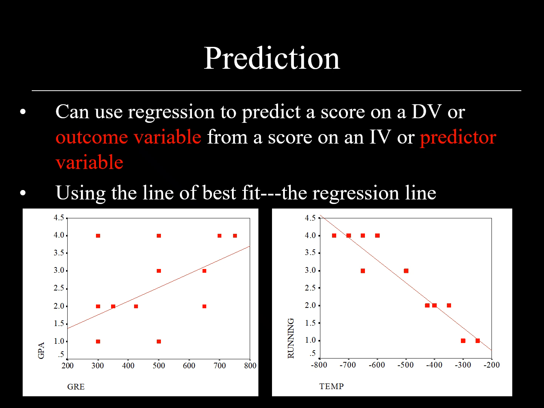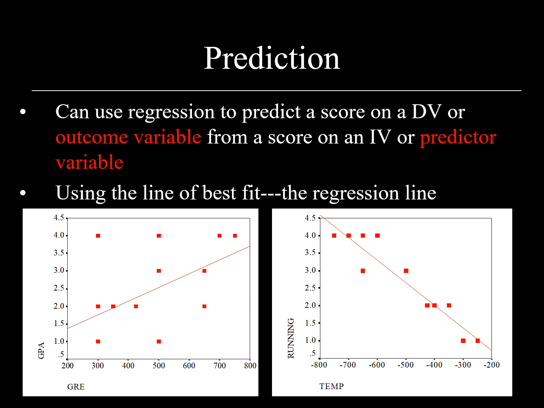On the example to the right, we see a much tighter relationship. This is actually from behavioral research, and it's looking at temperature versus running speed. And this is a negative correlation. As the temperature goes down, running speed goes down as well. So as one goes down, the other one goes down. So in this case, we find at the top left, we find someone that was at a temperature of negative 850 and had a running time of 4.0.